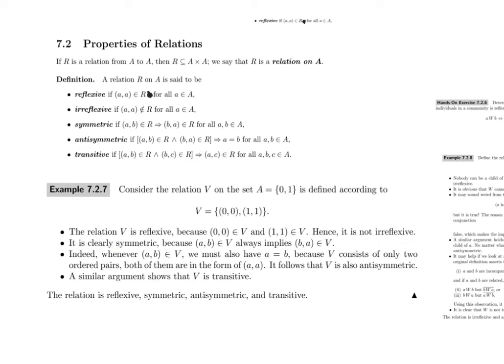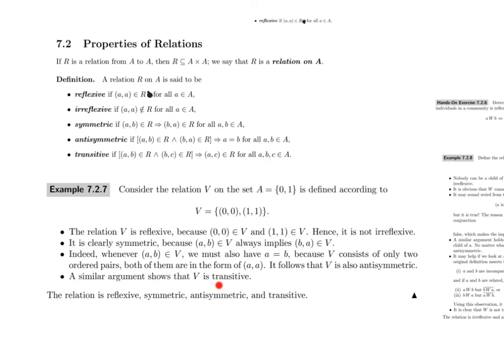What about symmetric? Because (a, b) being in the relation automatically means that (b, a) is in the relation. If I switch 0 with 0, that ordered pair is still technically in the set. Same with (1, 1). In fact, if (a, b) is an element of V, then we have to have a equal to b. So that tells us V is also antisymmetric.